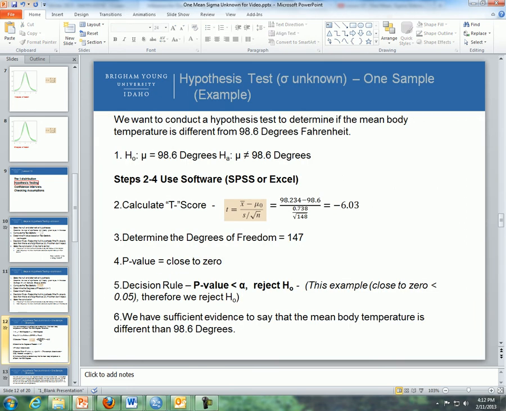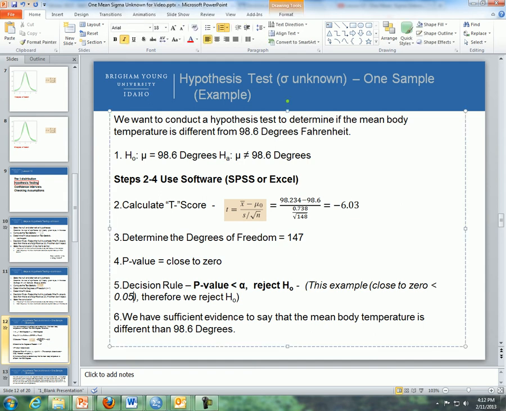So we want to conduct a hypothesis test to determine if the mean body temperature is different from 98.6 degrees Fahrenheit. Say for instance, I didn't include it up here, we set a level of significance of 0.05. Step 1 is to state the null and alternative hypotheses. Well, the status quo, what we're used to thinking, is that the mean is 98.6. For the alternative hypothesis, we're looking to see if it's different. So this is a two-sided test.